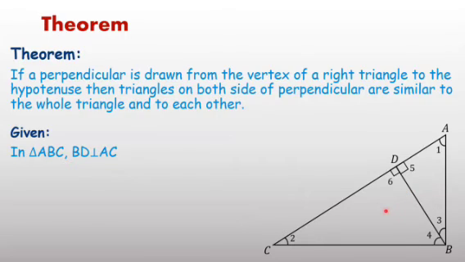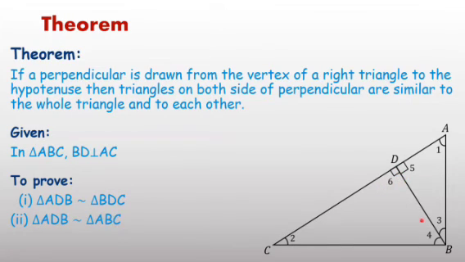Both triangles are similar to each other and also both triangles are similar to the whole triangle ABC, which we have to prove in this theorem. And that is the statement of this theorem. Given part of this theorem we can write as: in triangle ABC, BD is perpendicular on AC, and we have to prove three parts in this theorem.